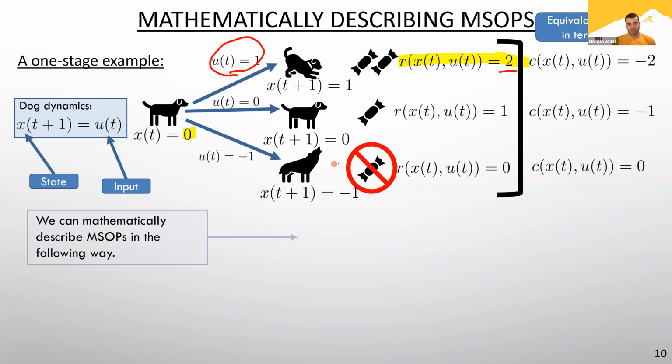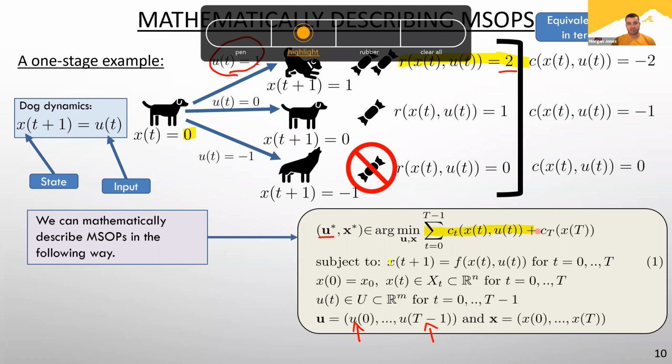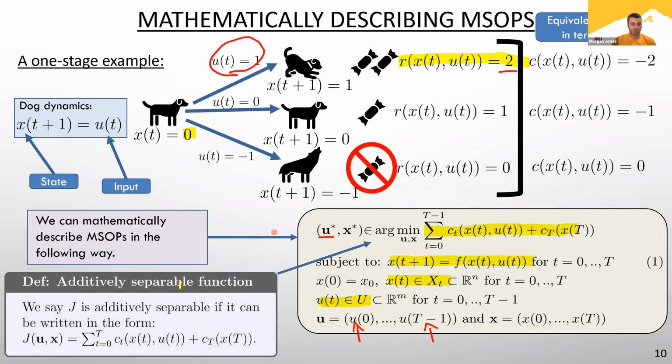So over multiple stages, this forms an optimization problem of this form, where the decision variable is u star, and u star is an input sequence from the time 0 to the terminal time. And the goal of the problem is to minimize the additive costs, and that's subject to the state dynamics and the state constraints and the input constraints. So a quick definition here is that the objective function that is of this form is called additively separable.